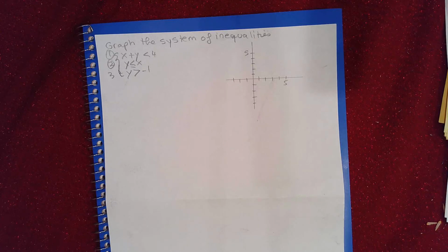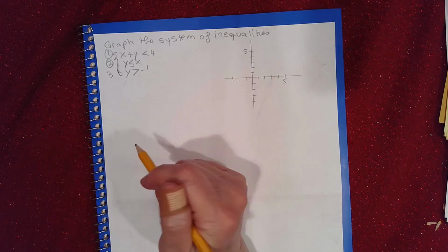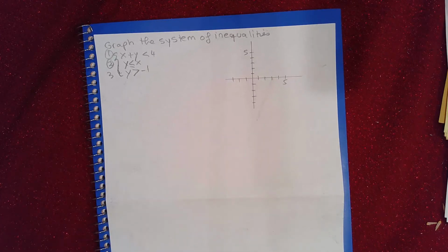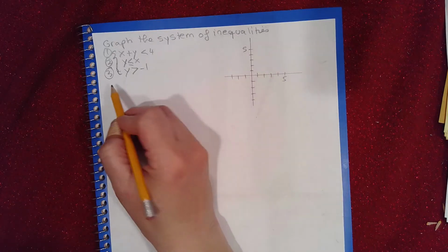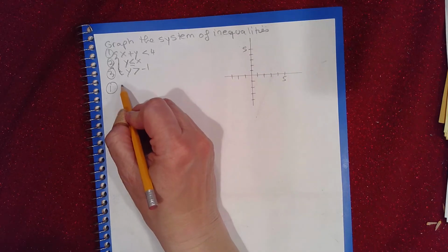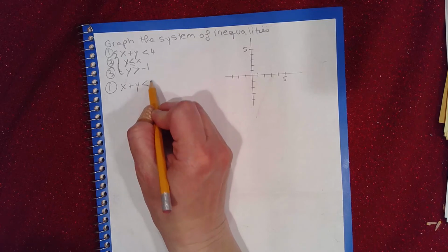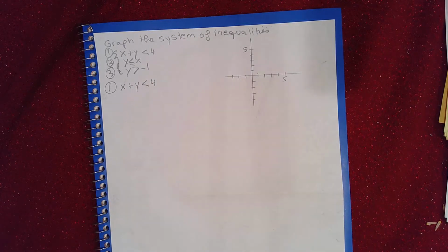Graph a system of inequalities. We have x plus y less than 4, y less than or equal to x, and y greater than negative 1. So let's go ahead and graph each inequality first. You have x plus y less than 4, that's the first inequality.